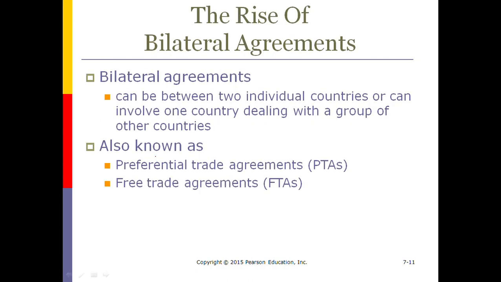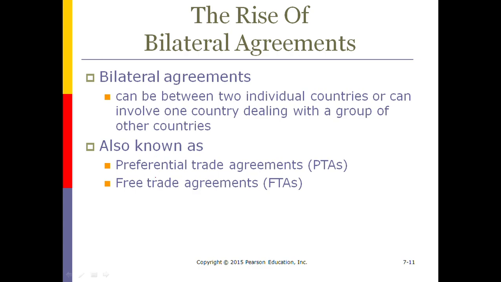So what happened was that the WTO as a whole might have succeeded in certain areas, but might not have succeeded in other areas. So countries started taking up bilateral agreements. Now, a bilateral agreement is an agreement between two individual countries, and it can be maybe one country dealing with another group of countries. This is also called a bilateral agreement. For example, Saudi Arabia may want to have an agreement with the European Union, which is a group of countries which have joined together under an agreement.